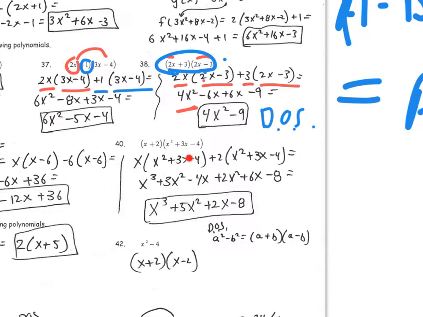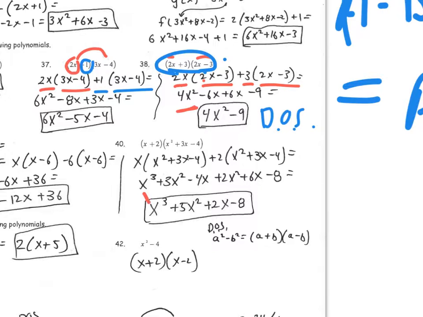x times 3x is 3x squared. x times a negative 4 is a negative 4x. 2 times x squared is 2x squared. 2 times 3x is 6x. 2 times a negative 4 is a negative 8. Now we combine like terms.